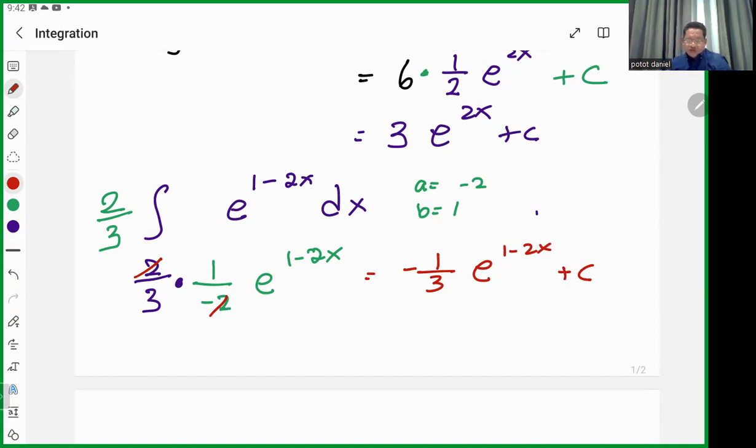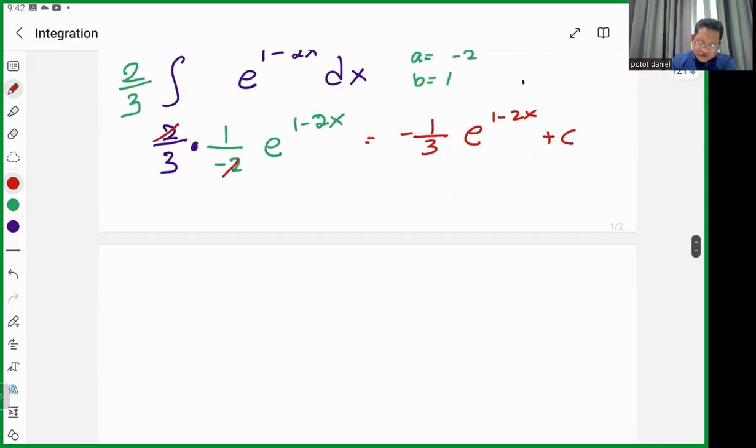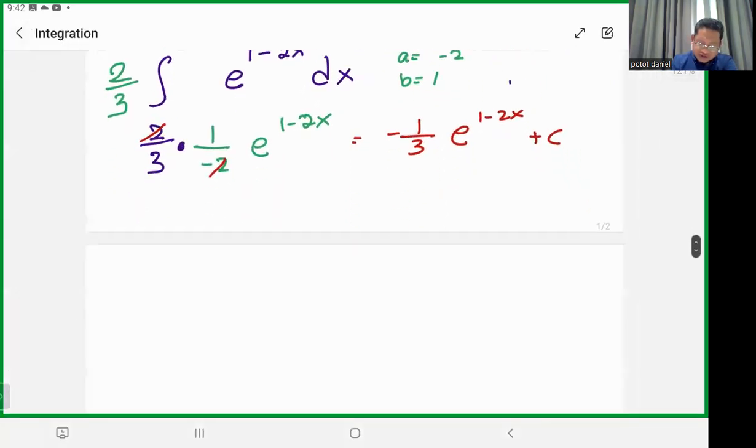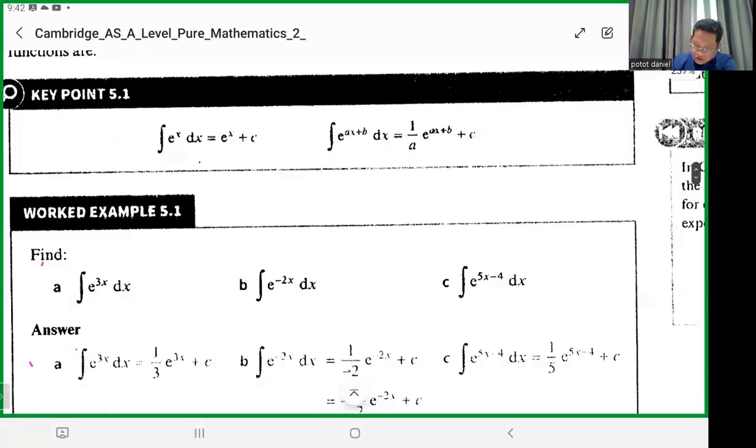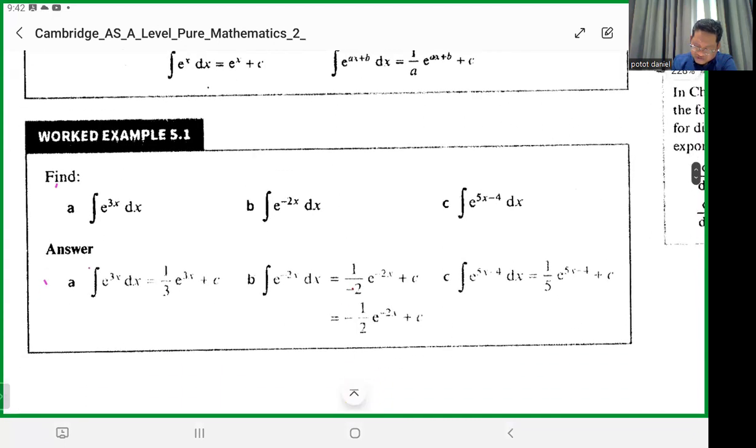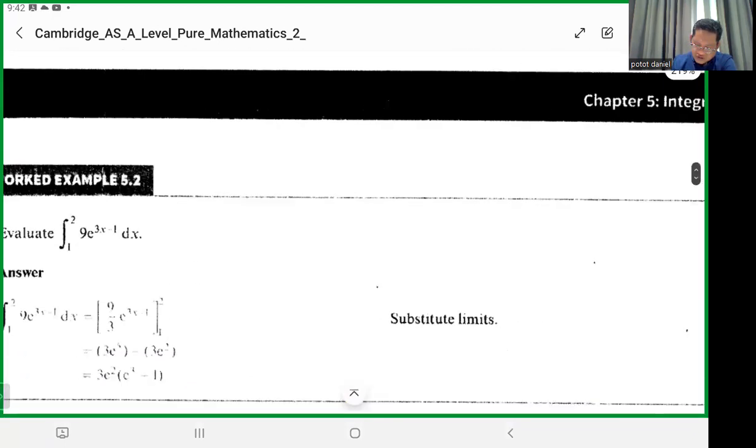Canceling this, it will be equal to negative 1/3 e to 1 minus 2x, and just simply add plus c. Okay, so let's try to have more examples. There are actually a lot of examples in your book, but in this one, let's just try some questions. I have given that example.